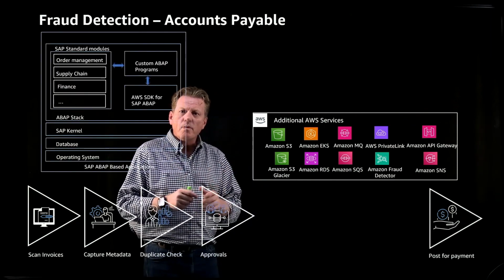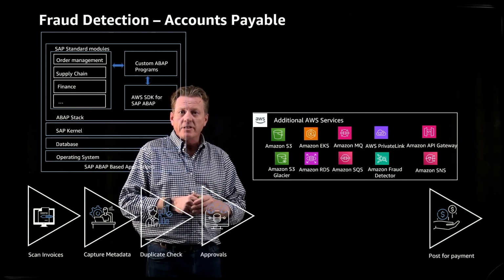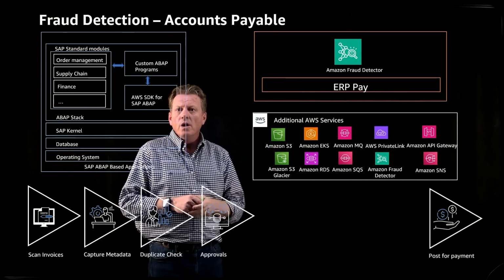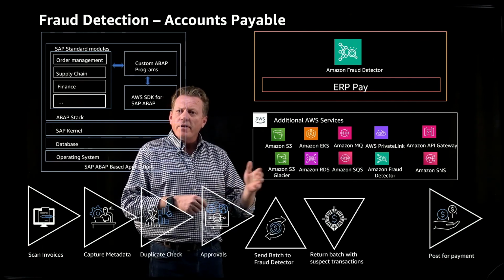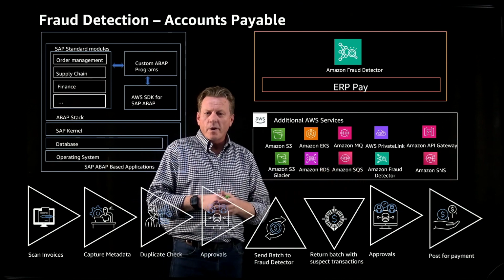ERP Pay can at this point upload the accounts payable transactions to Amazon Fraud Detector, which will vet and return questionable outbound payments, allowing further vetting and ultimately posting for payment.